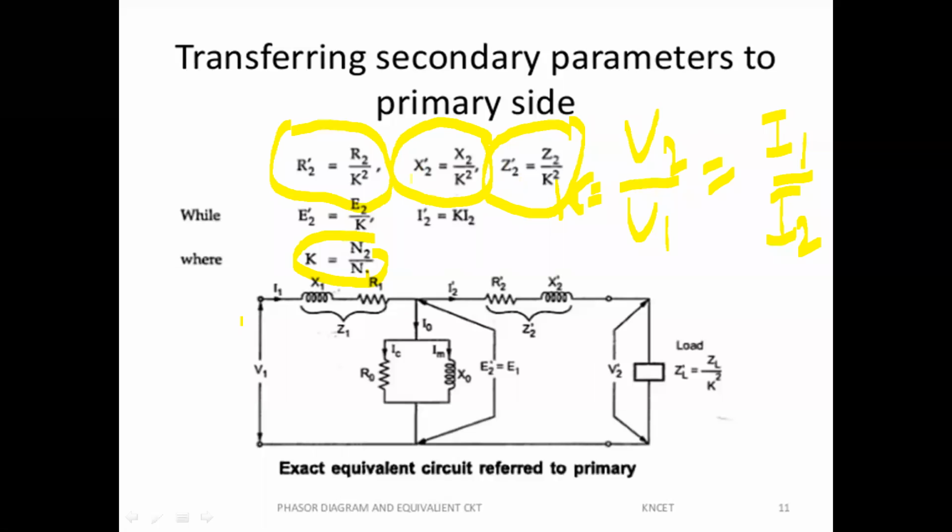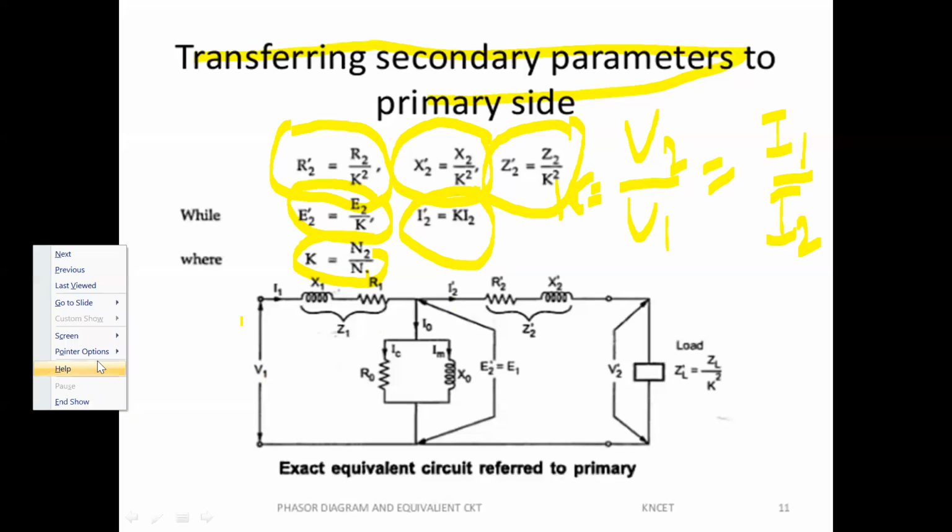If you want to transfer voltage, only by K, because K is the voltage ratio V2 by V1. So E2 dash equals E2 by K. Currents are of opposite nature, K into I2. If impedance, resistance, reactance, by K square. If voltage, by K. If current, multiplied by K. So that is transferring the secondary parameters to the primary side. That means all secondary parameters are transferred to the primary side.